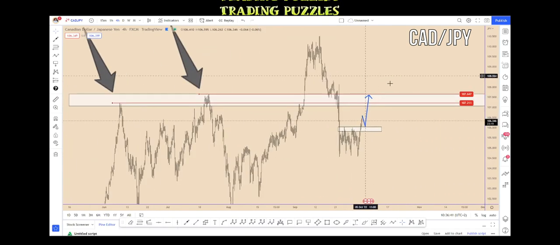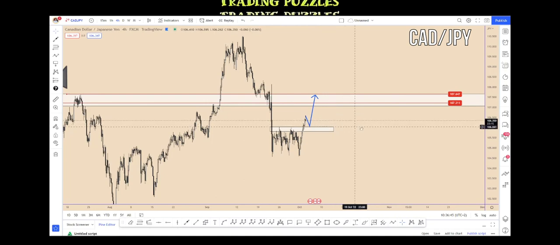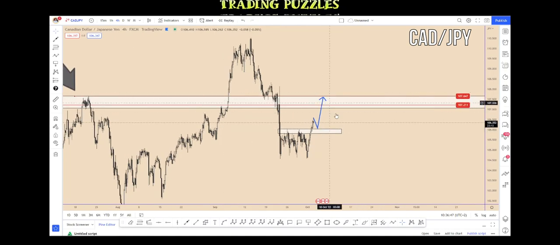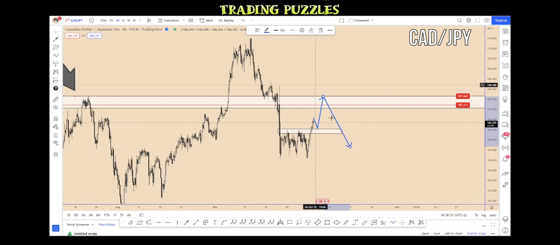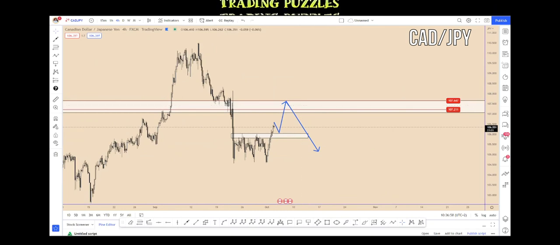Within this area we are going to look for any strong price reaction, because this is the only zone that I can see for the moment that can bring the price back down again from this point. So this is what we need to look at on the Canadian dollar and yen.